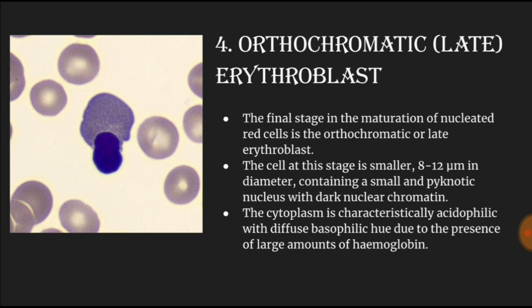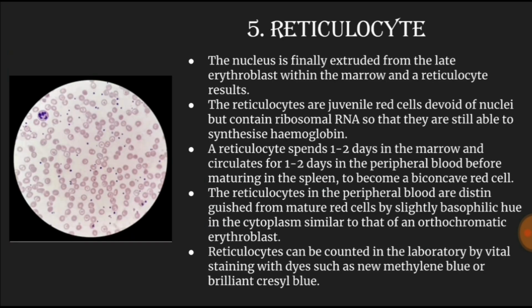The cytoplasm is slightly acidophilic, and is diffusing with the basophilic hue in the presence of a large amount of hemoglobin. So there is a larger amount of hemoglobin present. So this basic nature keeps reducing, and the acidic nature, because of the hemoglobin, starts increasing at each and every series. Moving to the next part, which is reticulocyte.